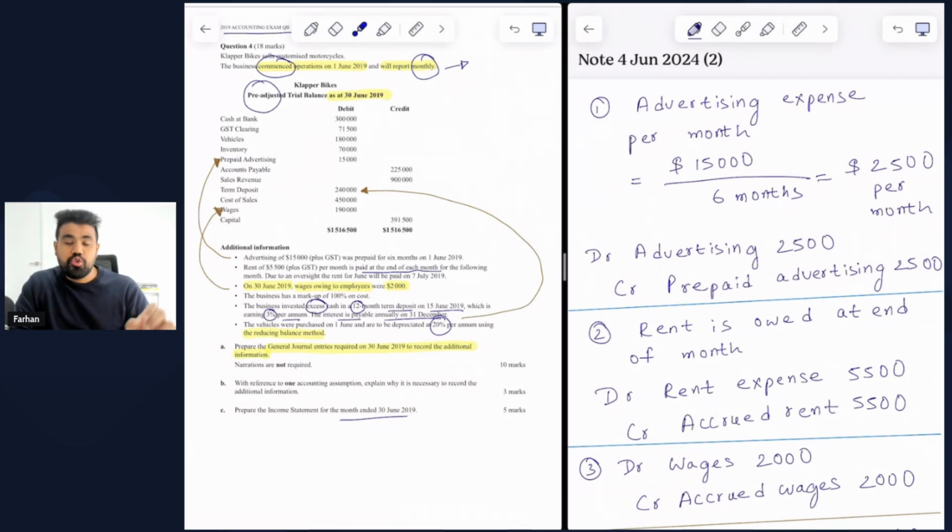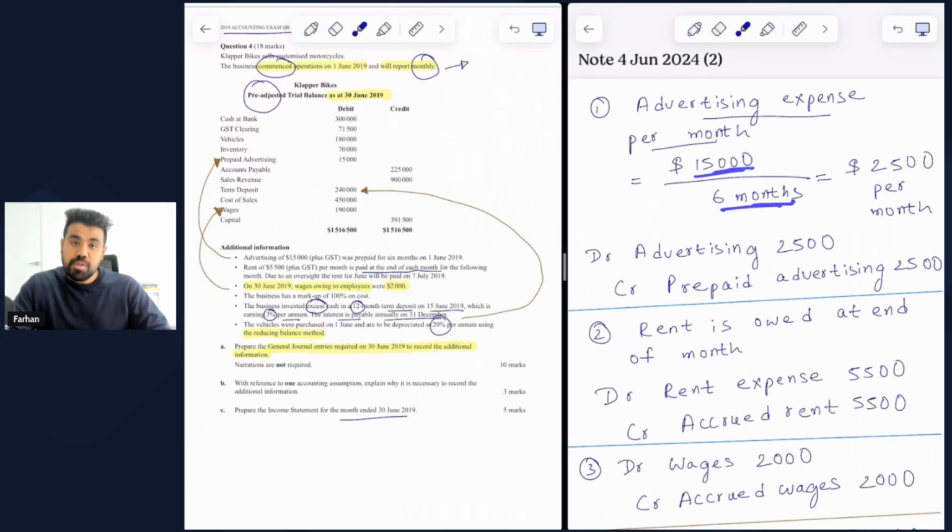However, from 1 June 2019 until 30 June 2019, 1 month has already passed, which means this prepaid advertising needs to be expensed based on the proportion for the 1 month of advertising. How do we find the advertising expense for 1 month? On the right hand side, you can get to see that we have calculated advertising expense per month to be $15,000, which is the amount for prepaid advertising that you get from the trial balance, and then you divide with 6 months. Why is it 6 months?